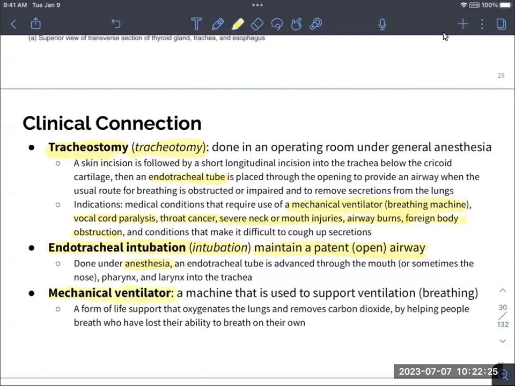A mechanical ventilator. This is a machine that does the breathing for you. It's a form of life support, and it provides oxygen to your lungs, so your lungs can exchange that oxygen with your blood. It's going to get rid of that carbon dioxide and all of those waste products that your cells are producing.